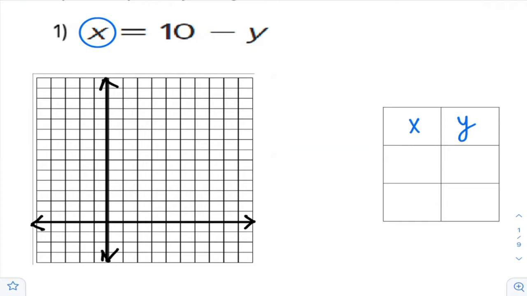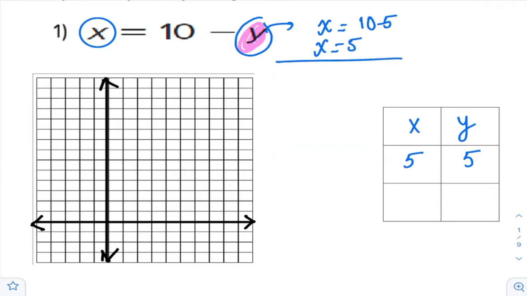If you assume y to be 5, what will be x? Replace y by 5. So your x will be 10 minus 5, and x will be 5. So I will copy the 5 here.